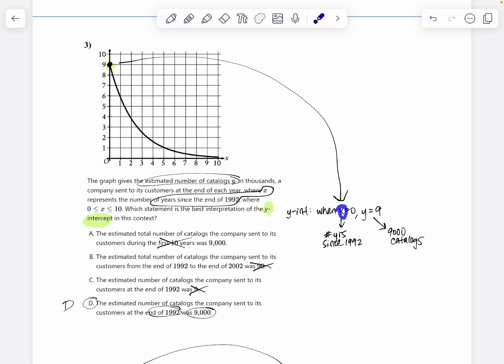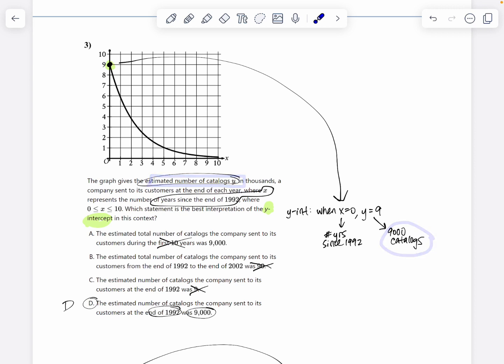And what was x again? Let's read through the wording of the question to decide what x was. What's labeled down here? What do these numbers represent? It says x is the number of years since 1992. So that's what I wrote here. And then it actually says estimated number of catalogs y. That's what the y value is.